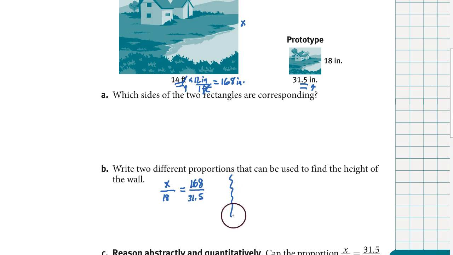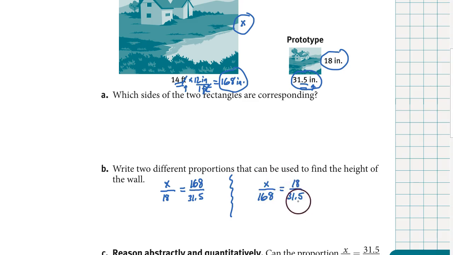Now I'm going to pause the video for you to write one more proportion. It's going to involve the x, the 168, the 18, and the 31.5. And you have to match up corresponding things, but there's one other way you can do this. Here it is. We could take the height of the wall compared to the length of the wall. If we take the height of the prototype and compare to the length of the prototype. So height to length, height to length. That's another legitimate way to make the proportion.